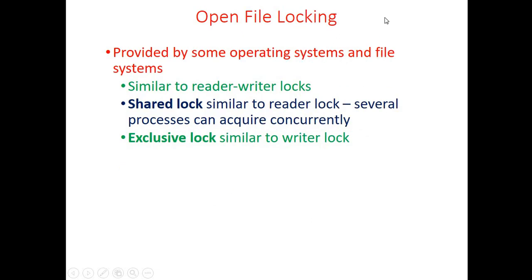A file can be opened in two modes. One is a shared mode and another one is an exclusive mode. When a file is opened in a shared mode, a file can be accessed by several number of processes at the same time. If a file is opened in an exclusive mode, then the file content is available only to the specific process, one single process.